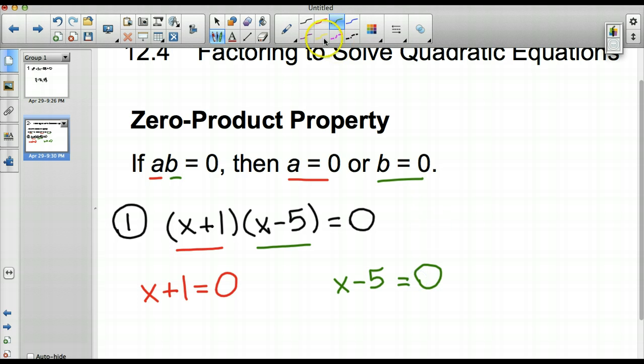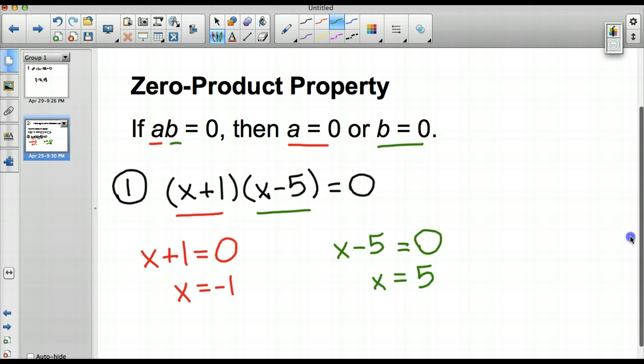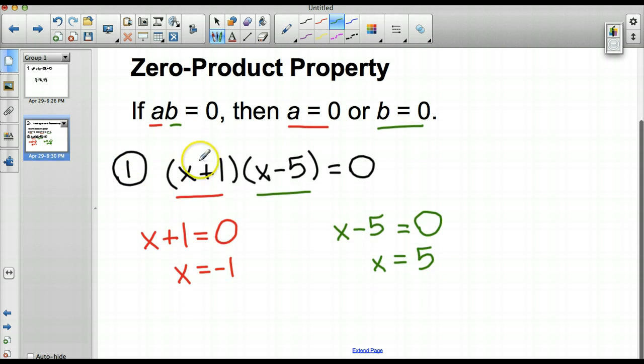So based on that logic, if x plus 1 is 0, x would be -1. If x minus 5 is 0, then x would be +5. So this is an example of a quadratic equation. It doesn't look like a quadratic equation, but it's a quadratic equation that's in factored form.